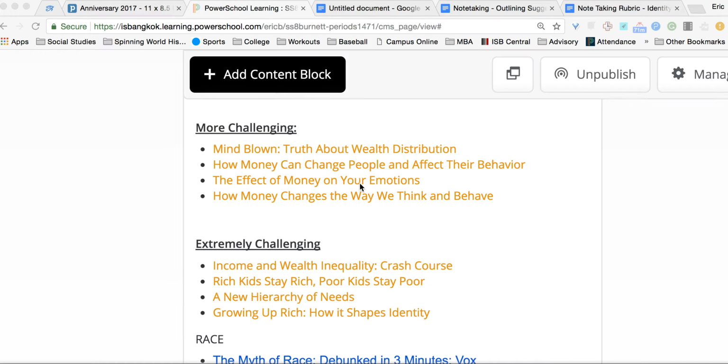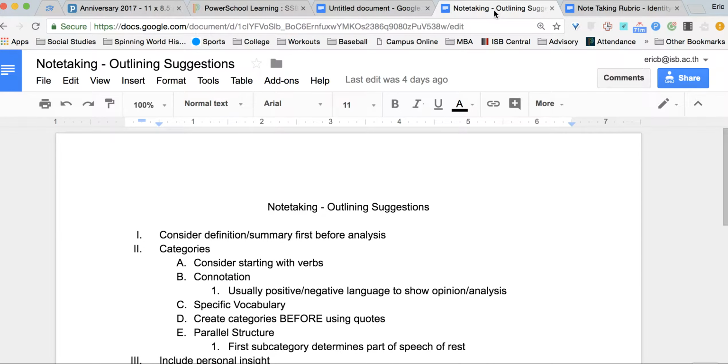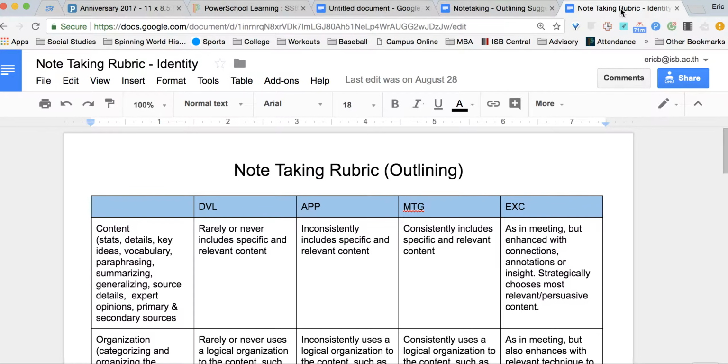Okay, today I'm going to show you how to take outlining notes for a topic when you want to maintain parallel structure and you also want to ensure that you're satisfying all the requirements of the rubric. So first, you want to have four things open. You want to have Haiku opened, you want to have your document, the note-taking suggestions, and then the rubric. Okay, because again, this will determine what you're trying to do.